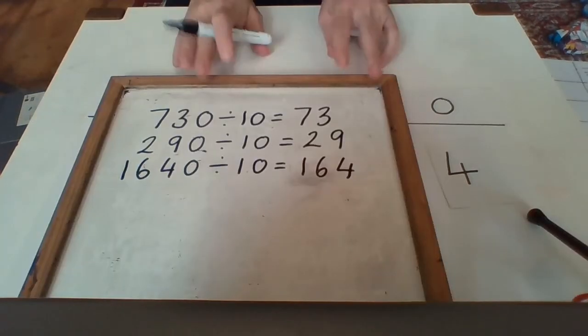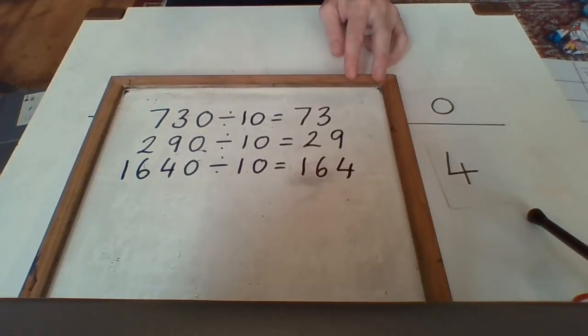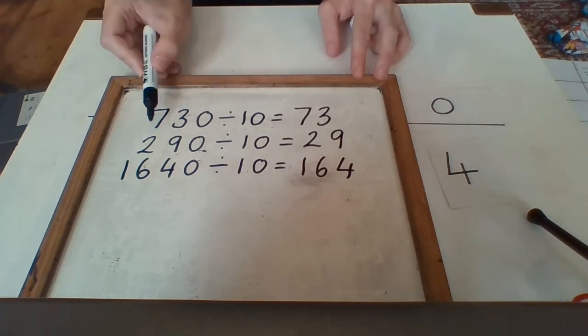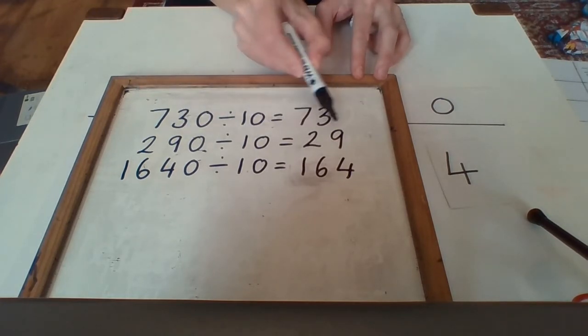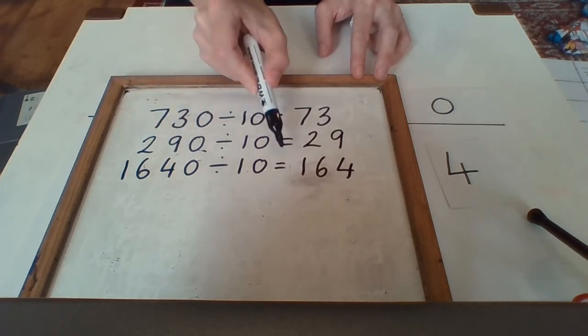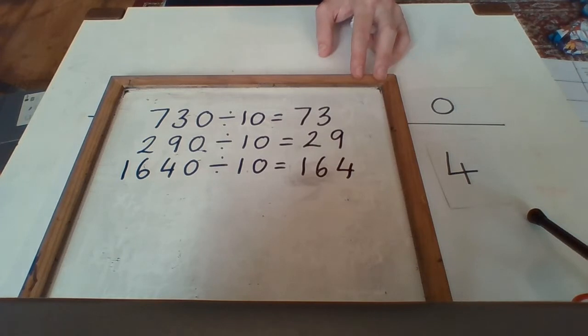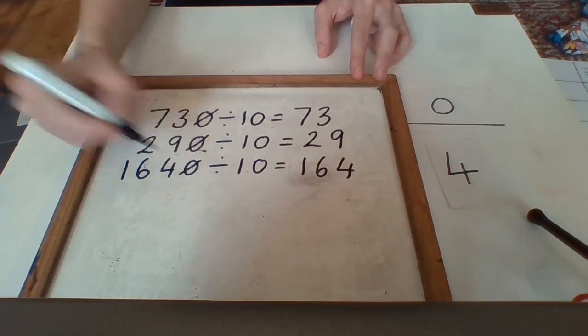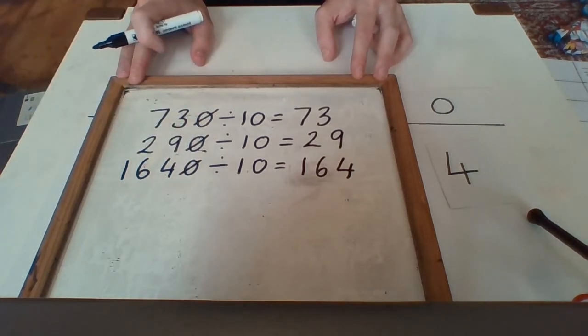So 1,640 divided by 10 is 164. Now looking at my answers so far, you might notice a pattern. 730 divided by 10 is 73. 290 divided by 10 is 29, and 1,640 divided by 10 is 164. So a shortcut could be to divide by 10 to just cross off the 0. But I'm going to show you now some examples where that will not work.